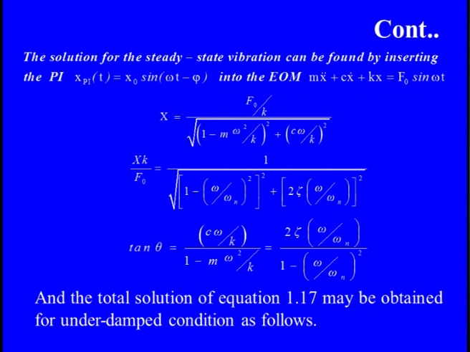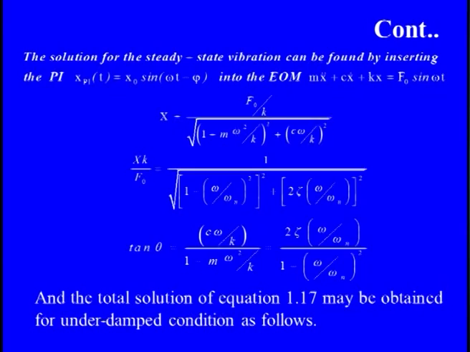f0 by k, where f0 is my input feature and k is the system's property, divided by the square root of (1 minus m omega square by k) whole square plus (c omega by k) whole square. Or else we can simply show this with two different features. One is the frequency ratio, where you can represent the exciting frequency, the forcing frequency, and the natural frequency.